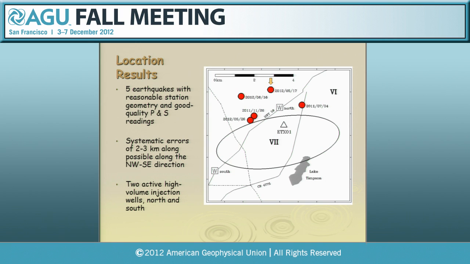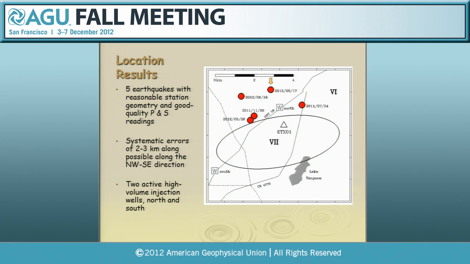Here we have 5 mostly aftershocks with reasonable station geometry and good P-S readings. We have, again, as I said before, error. Our systematic error in this direction could lead to 2 to 3 kilometers error in our placement. And if you also notice here, we have 2 active injection wells located close by. So with our 2 to 3 kilometer possible error, these events here could easily be moved down to where our highest intensity is, and either way, it's still within a reasonable distance of the injection well.